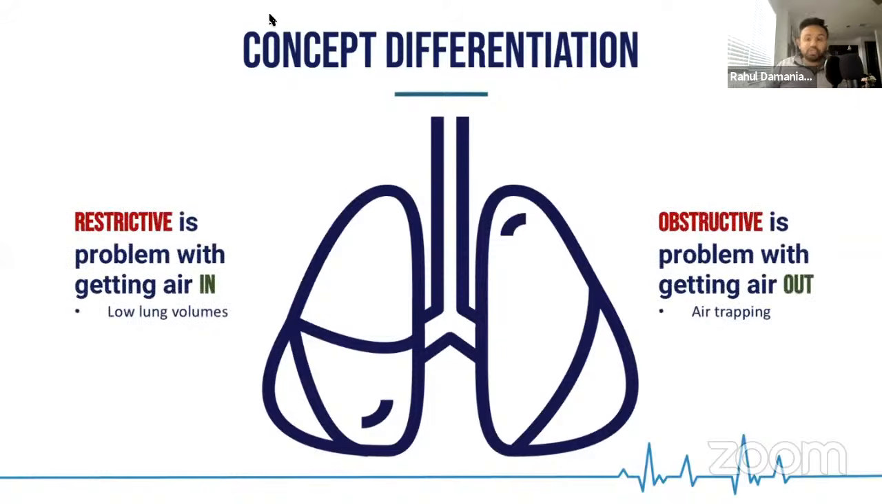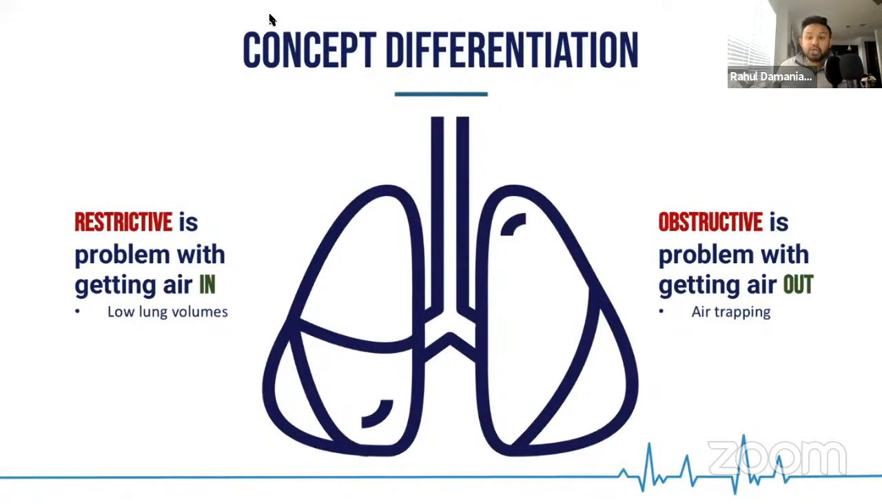Let's talk about restrictive versus obstructive. In my opinion, restrictive lung disease is a problem with getting the air into your lungs. And if you have a problem with getting the air in, you're going to be breathing at low lung volumes. That's the tagline for restrictive lung disease.